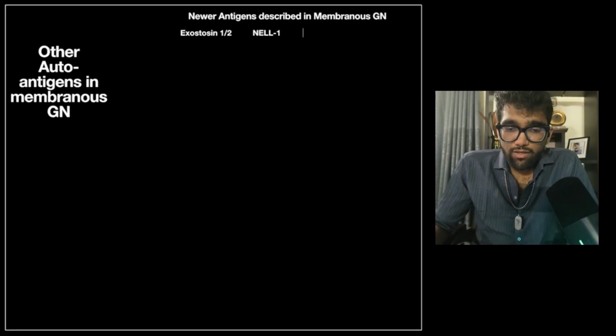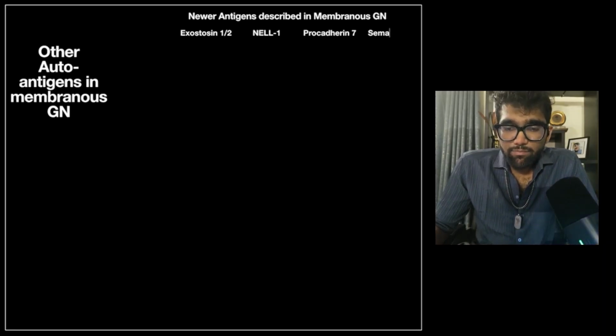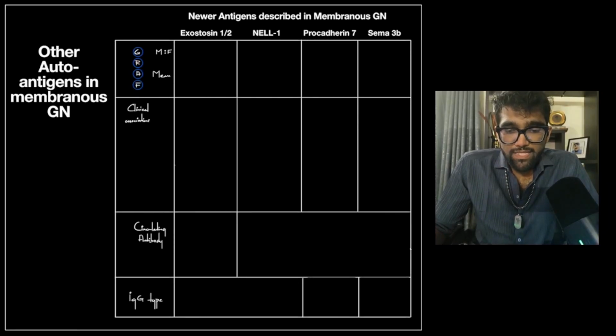So how I remember this is exostosin 1 and 2, I think everybody knows, is SLE. The other three are NPS, okay, or PNS, peripheral nervous system. So P stands for PCDH7, N stands for NELL1, and S stands for SEMA3B. Okay, we'll be discussing that in neoangiogenesis during our discussion on immunology. Now, these four antibody types have very specific associations.